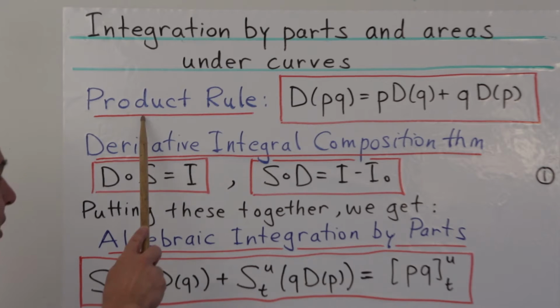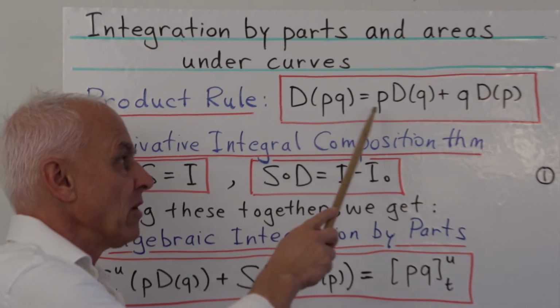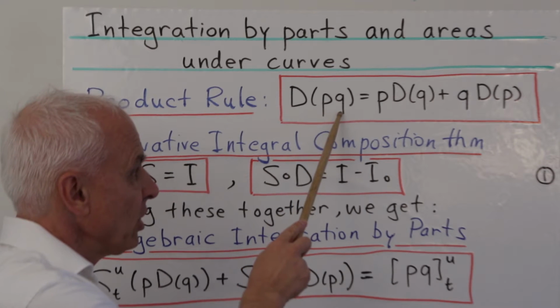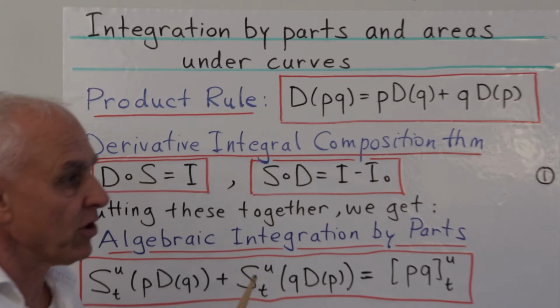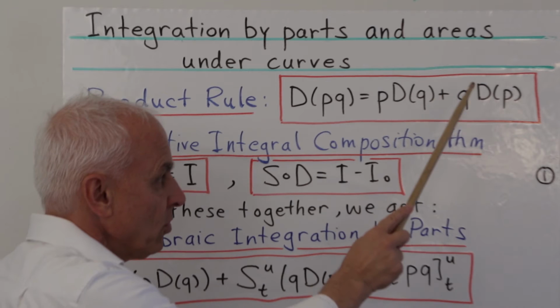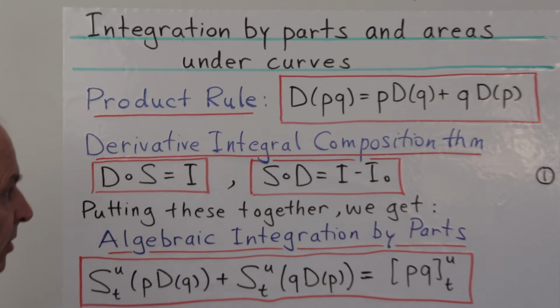So the starting point is really the product rule, going back to Faulhaber's algebraic derivative d. If you have two polynumbers p and q, then the derivative of p times q is p times the derivative of q plus q times the derivative of p. That's the product rule that we're all familiar with.